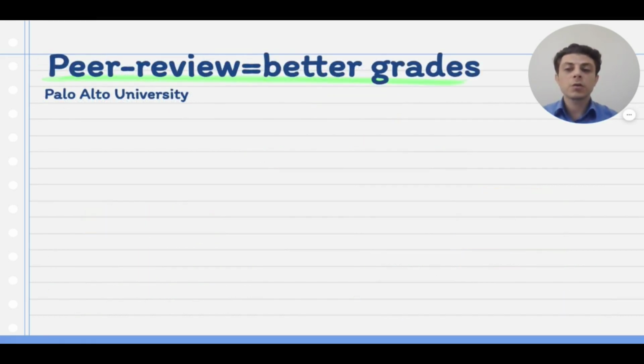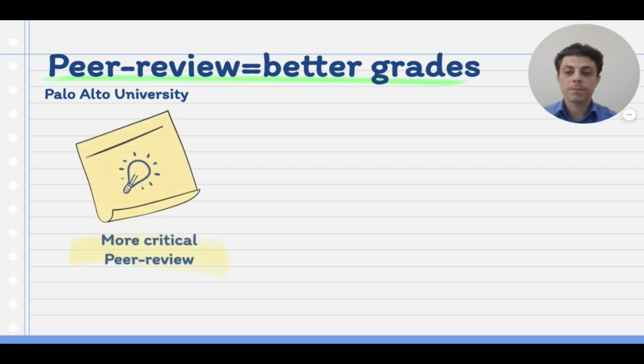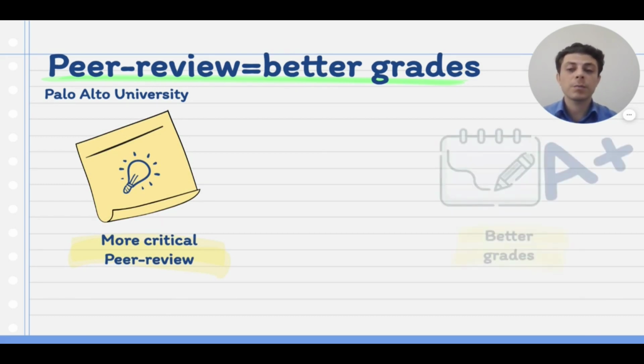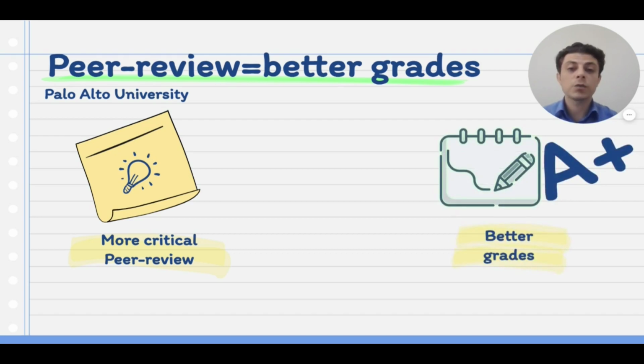Moreover, according to a study done by Palo Alto University students in the USA, peer review equals better grades. It means the more critical you are when you are peer reviewing your friend's paper, the better grades you get. So you do a peer review, you learn more, and you get better grades in your writing.